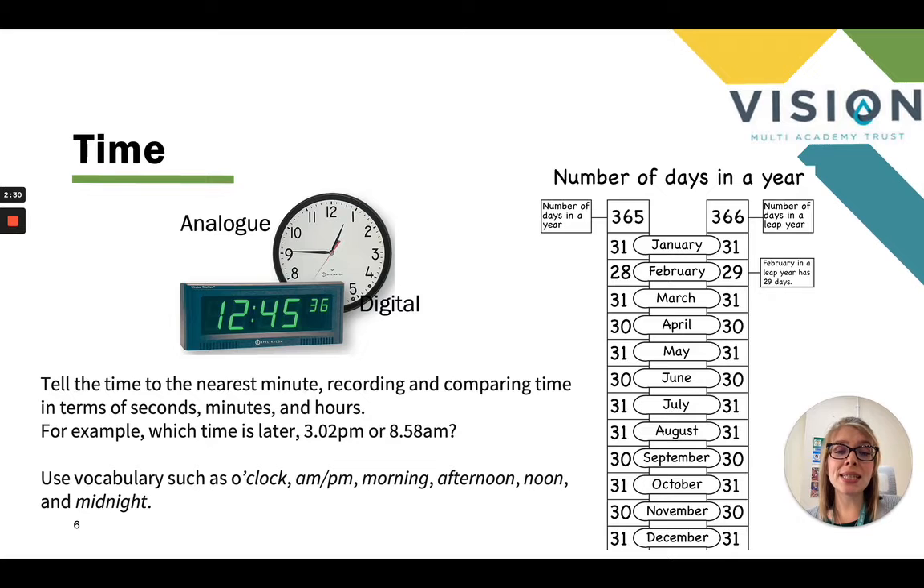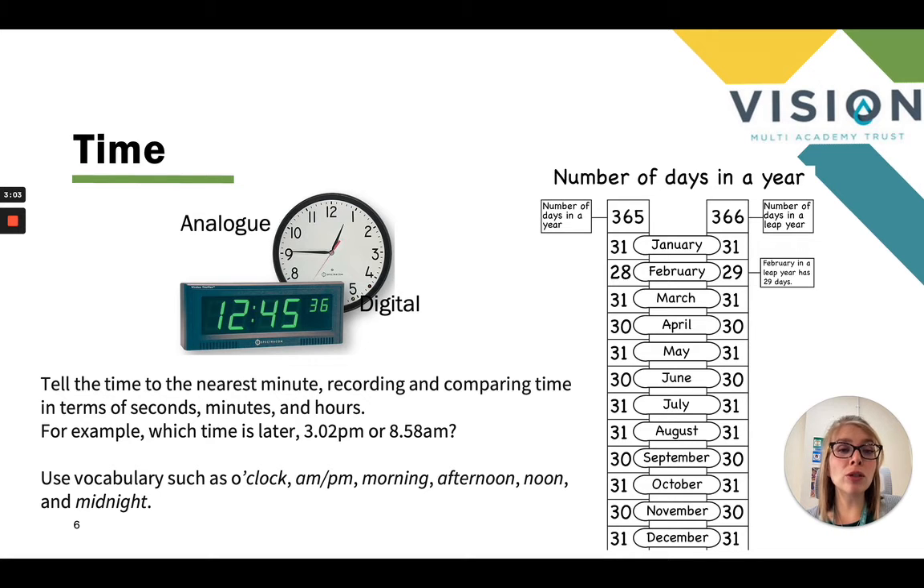Children now need to be able to tell the time to the nearest minute. They need to be able to record and compare time in terms of seconds, minutes and hours. So we need to be looking at, for example, which time is later, 3:02 p.m. or 8:58 a.m. We need to be able to use appropriate vocabulary such as o'clock, a.m., p.m., morning, afternoon, noon and midnight. So this is vocabulary that children are used to, they have seen in previous year groups, but it's just reaffirming and building upon it each time.